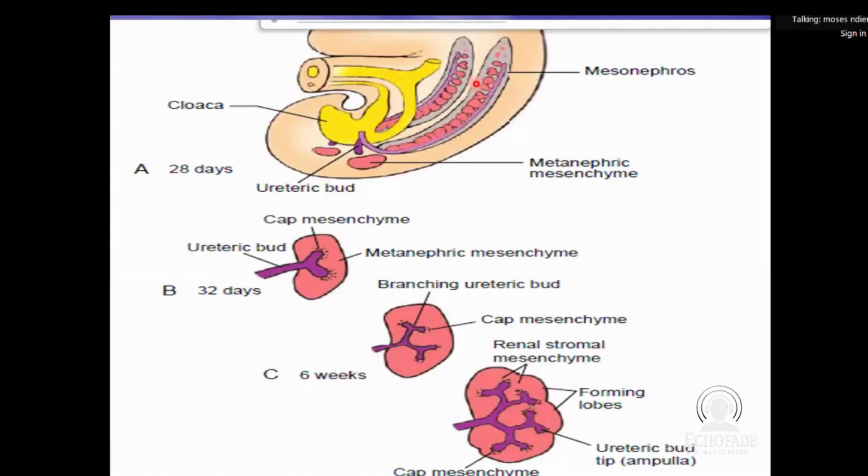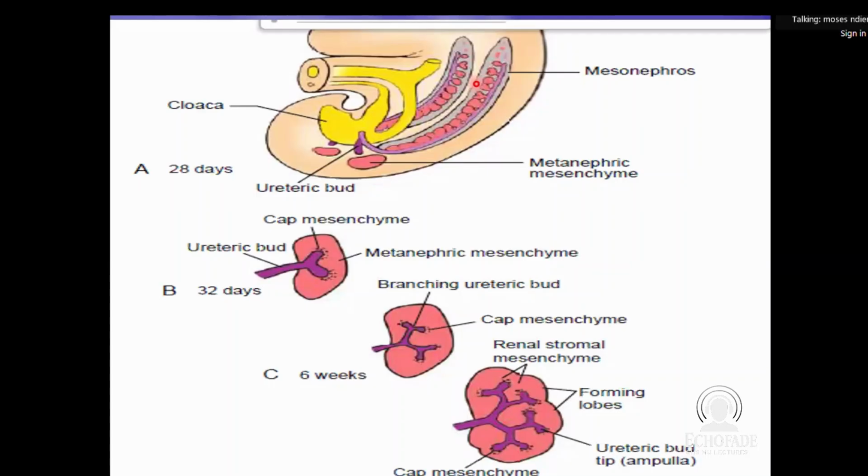From the 8th week, we have development now extending caudally. There's an overlap during this development. As the pronephros disappears, the mesonephros appears. As the mesonephros disappears, the metanephros appears. By the 9th week, we already have urine formation.